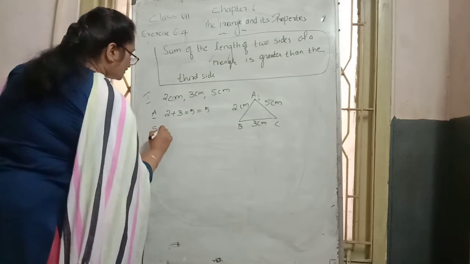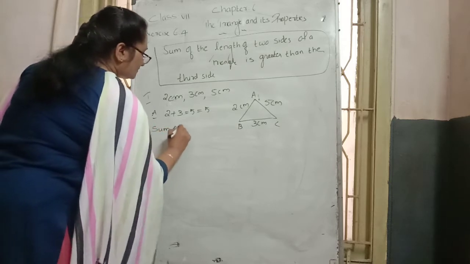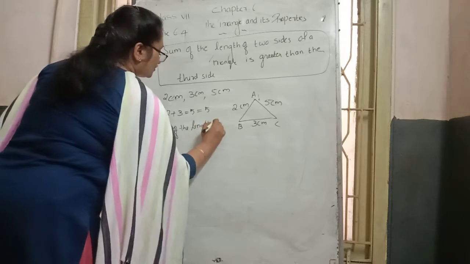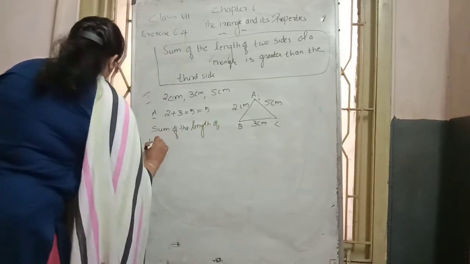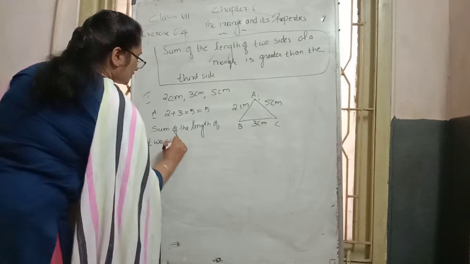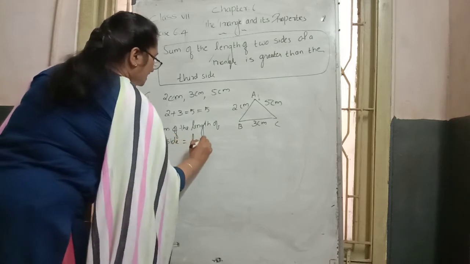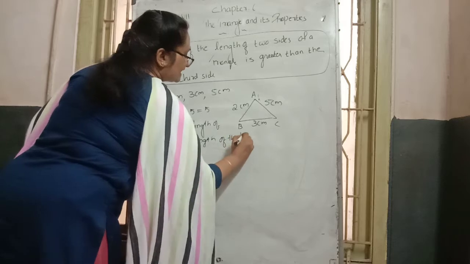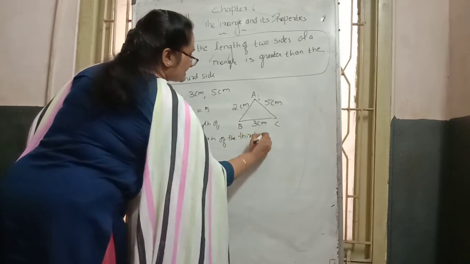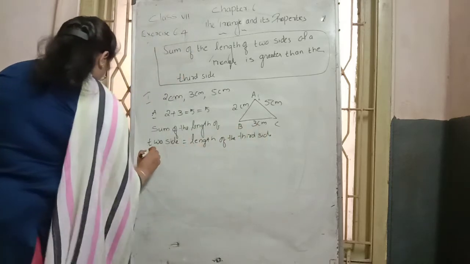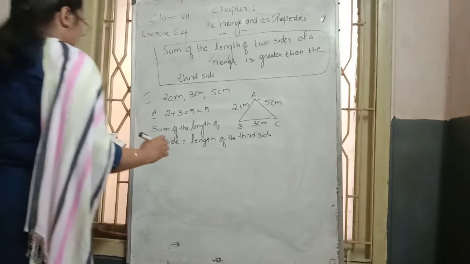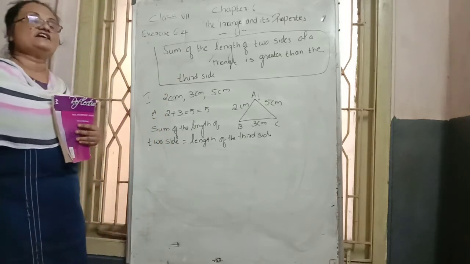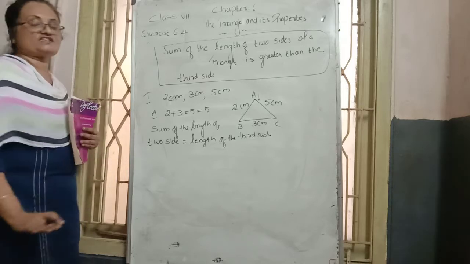Here the sum of the lengths of two sides is equal to the length of the third side of the triangle. They are only equal. That's why we can say it is impossible to get a triangle. It is impossible to get a triangle. So the first question is done in this way.